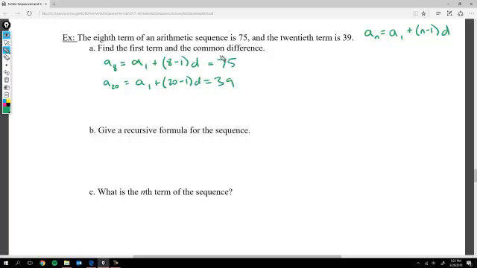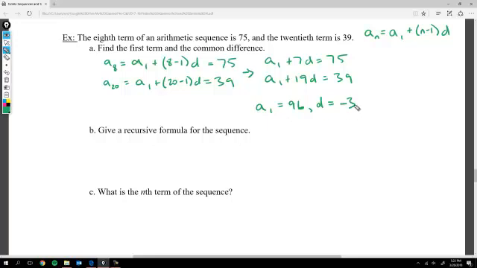Well, if I look at this, I have a system of equations. I have a sub 1 plus 7d equals 75, 7d, not 70. And then I have a sub 1 plus 19d equals 39. I have a system of equations with two variables. You could solve this however you want to, but we'll end up getting a sub 1 equals 96, and my common difference is negative 3. So my first term is 96, my common difference is negative 3.